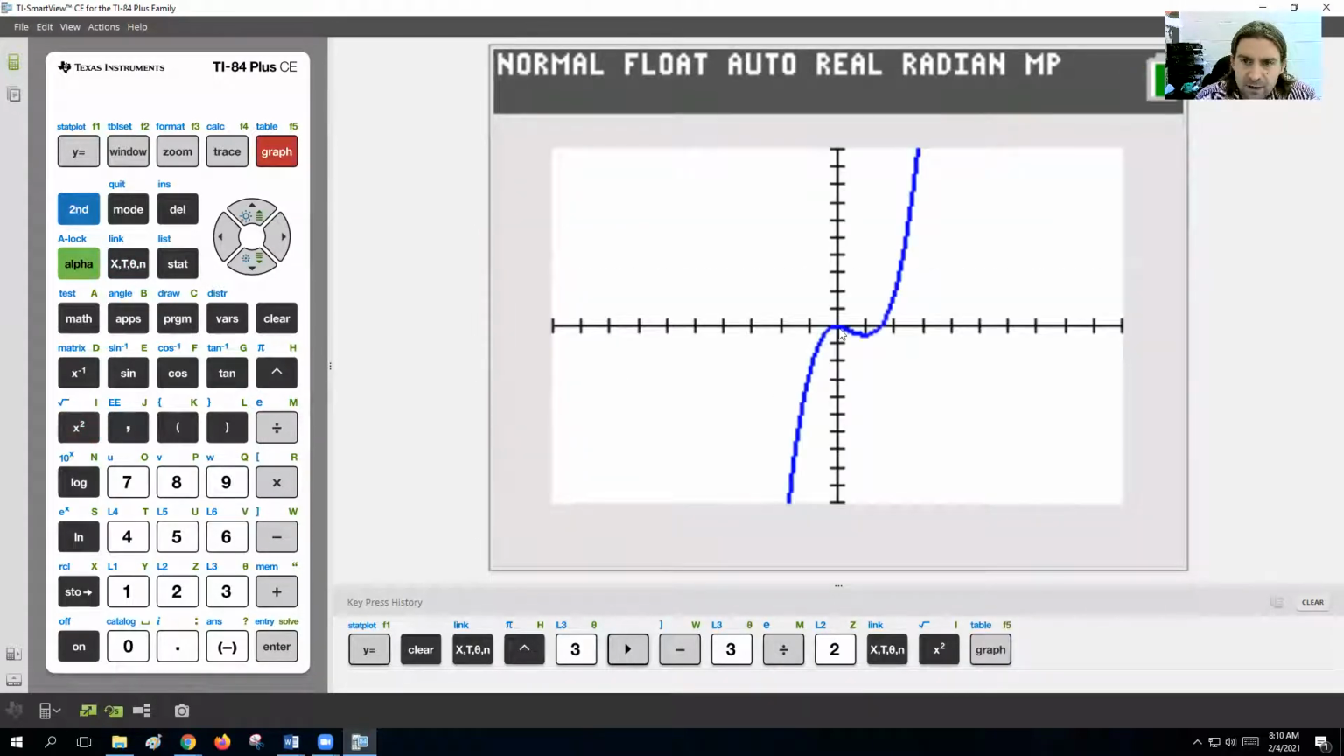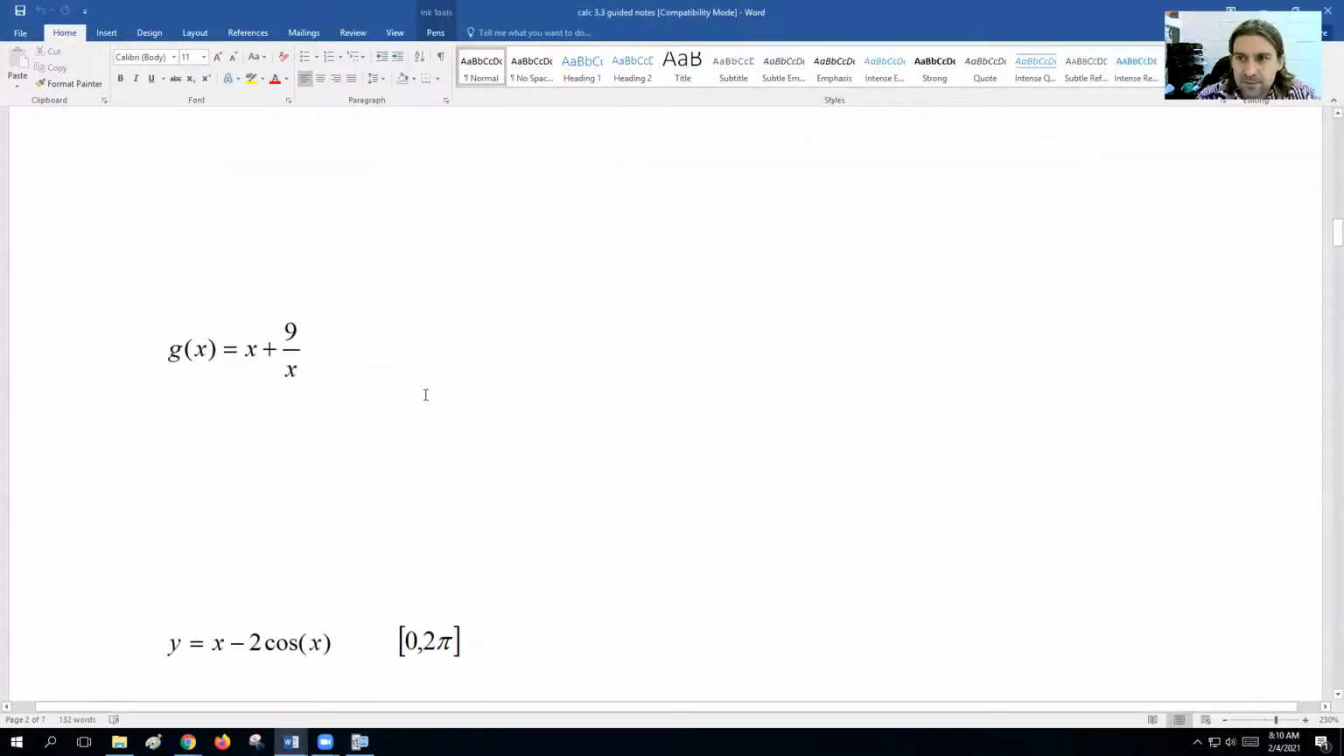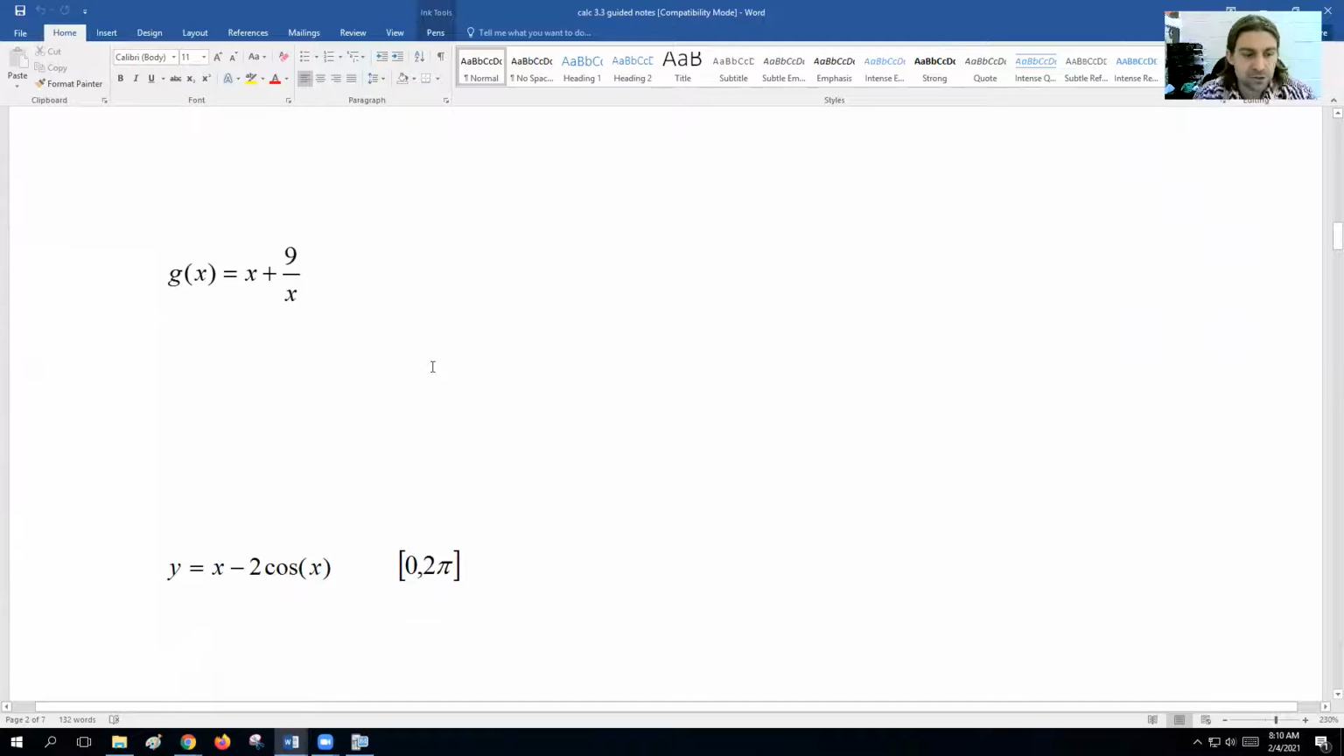Graph that. All right, right here at 0, it switches from going up to going down, and then at 1, it switches from down to up. So we were exactly right. It goes up, down, and up. So remember, our goal in this whole chapter is to look at graphs without using a graphing calculator. We just use the graphing calculator to make us feel better about our answer because there's so much math that we do here. All right, so let's go through this next problem.